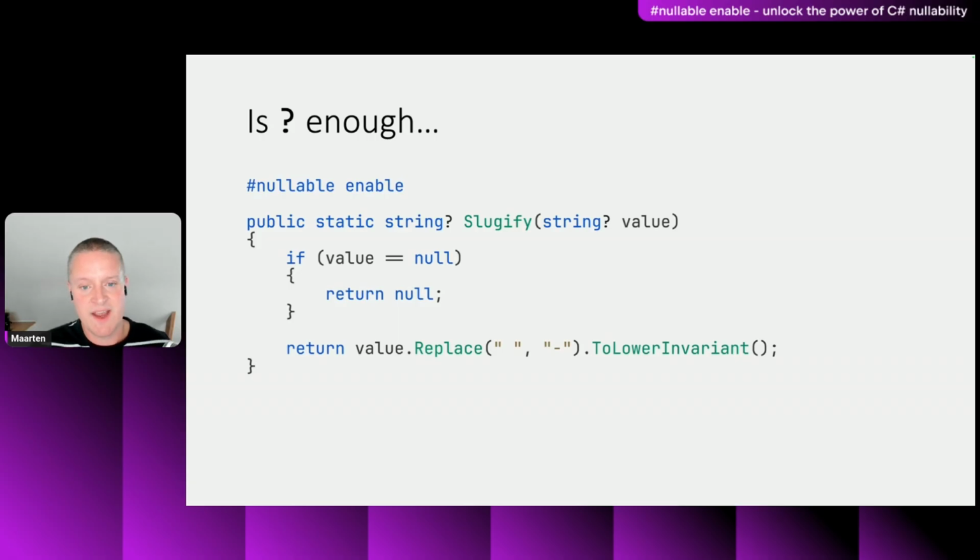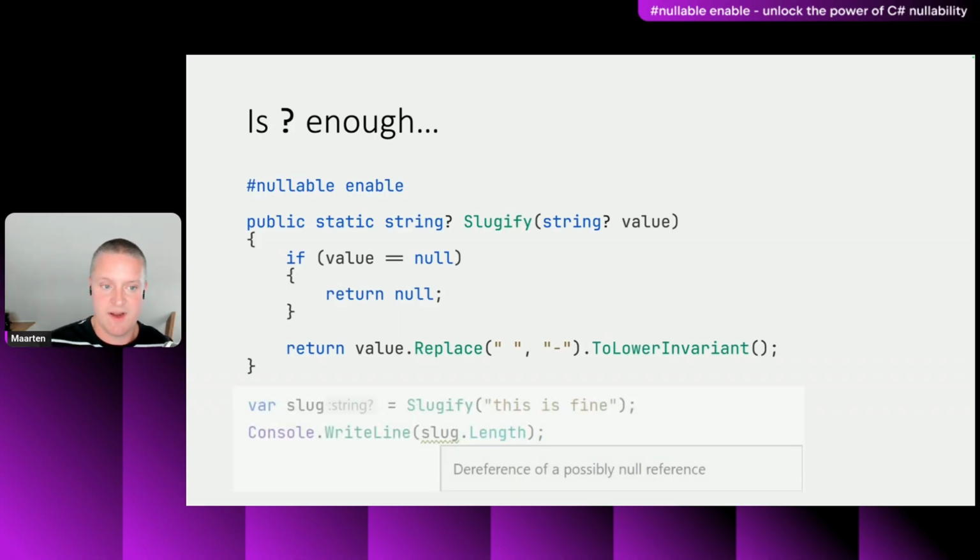Now, is the question mark here enough? Good question. If you look at slugifying, this is fine, for example, you see that the result of that function is still going to be potentially null. Reason for that is that we declared our slugify method as potentially returning null, right? So this is correct, and we're telling the IDE, look, anything that is returned from this method can be null, and the IDE and the compiler will understand all of that, and give you a warning saying, okay, this is the reference of a possibly null reference.